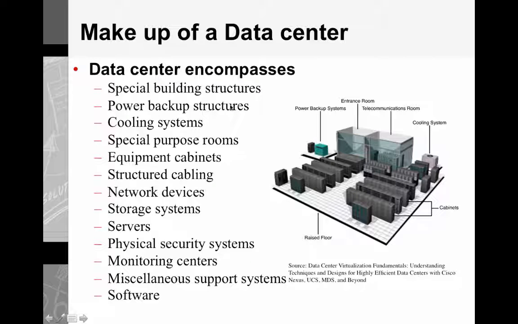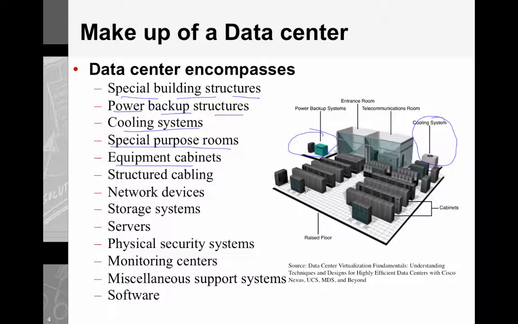So what makes up a data center? Well, a data center is really a special building structure. Just like in a house, you have the family room, the living room, the dining room, the kitchen, the bathroom. In the same way, there are different kinds of rooms, and in these different rooms, there are different kinds of equipment placed. So let's look at that. There are power backup structures, so we have these power backup systems. There are cooling systems. The cooling systems need to keep the server rooms cool. Otherwise, things can break in the servers. Servers can start failing. There are also some special purpose rooms for management and support.